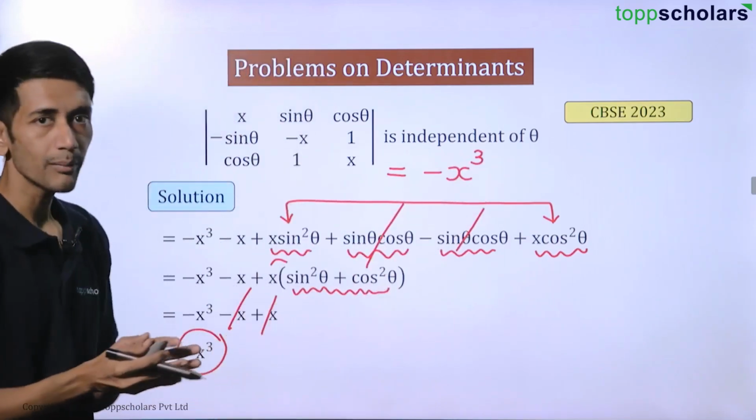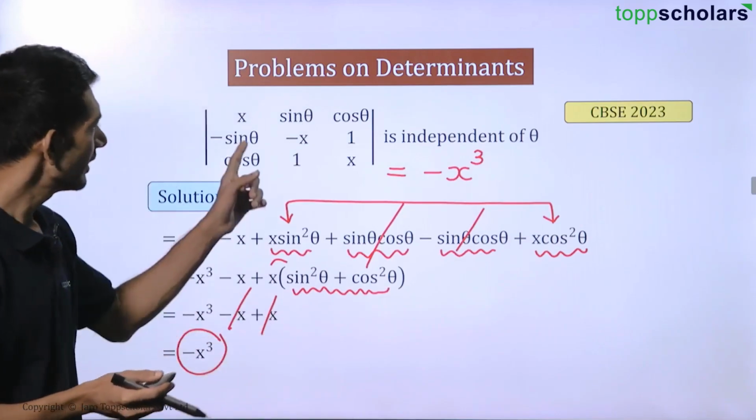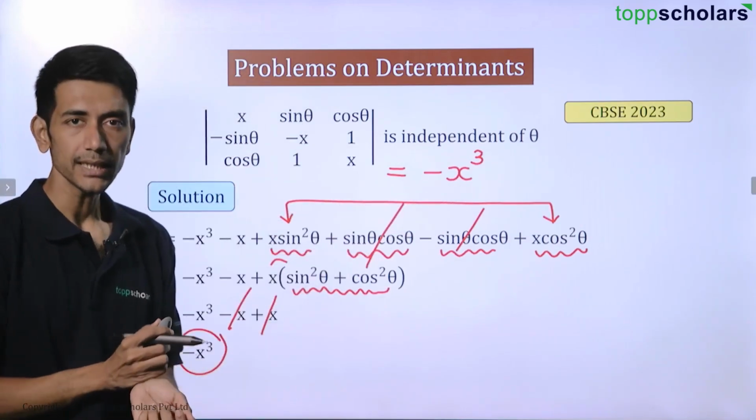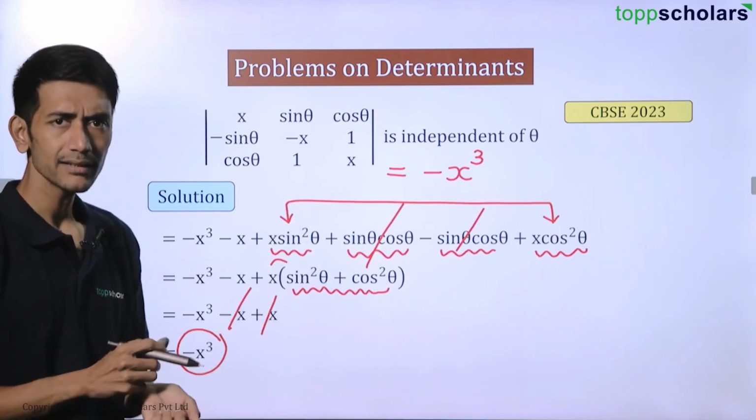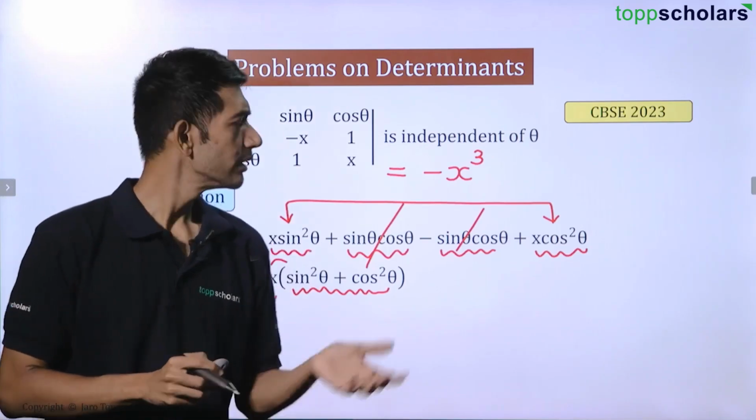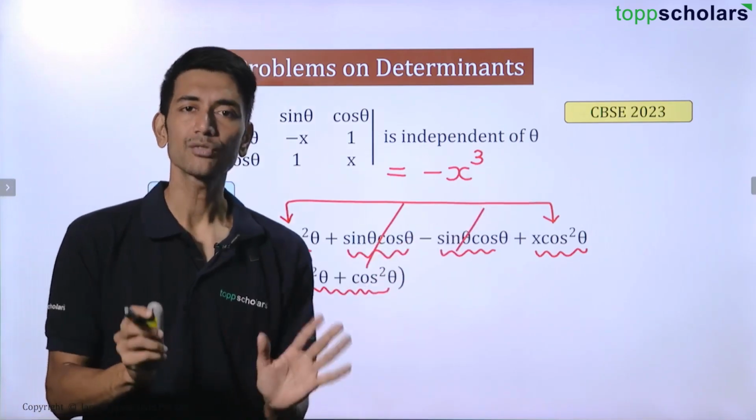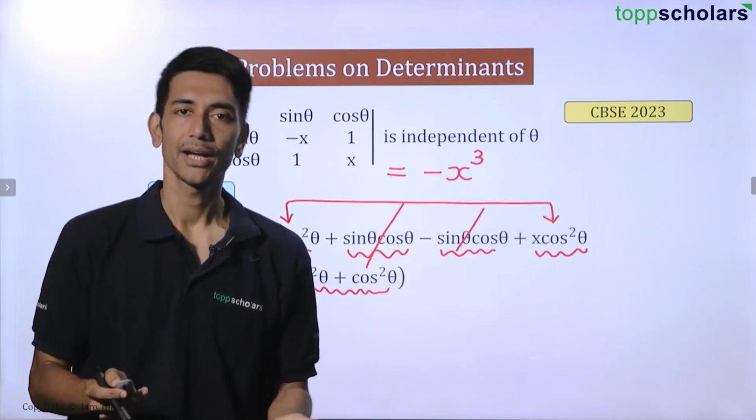Determinant of this is equal to minus x cube. Now tell me one thing. Does the determinant include theta? No, there is no theta there. Directly we have the x value. So definitely it is independent of theta. That is what we were supposed to prove, and we have proved that. I hope this part is clear.